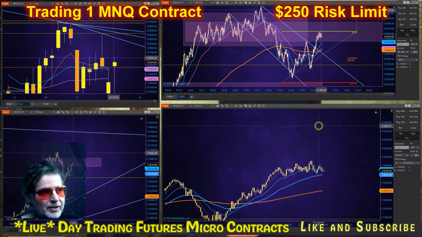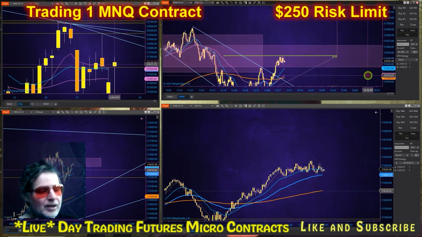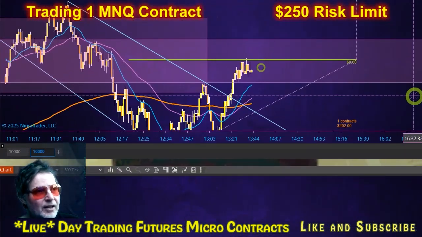Okay, I just realized something. If I see a potential setup like this one, consolidating right here, and it looks like it wants to go up.